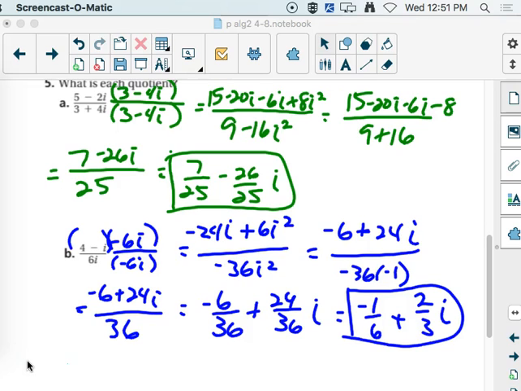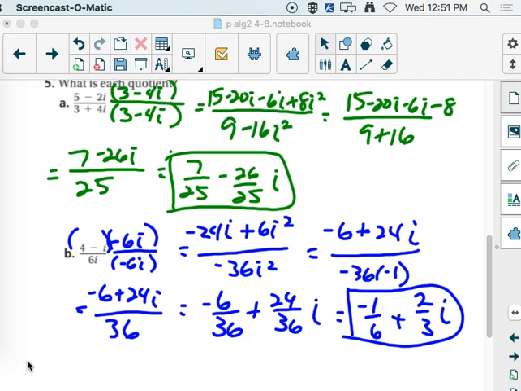Which I think was the more difficult of the two. You're multiplying by that 3 minus 4i, and that gives you 9 minus 16i squared, and the green says, oh, i squared is negative 1, so that's going to be 9 plus 16, which is 25, which is huge, by the way, because we had to get rid of that i in the denominator. And then you just FOIL very carefully on the top.